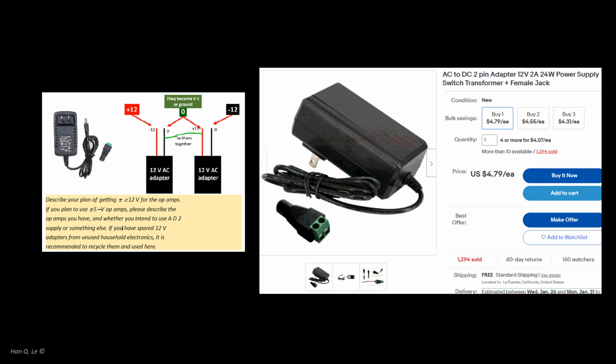If recycled from discarded electronics, the end-round connector can be cut, the wires can be split-stripped, and a marking scheme as shown can also help. Describe in the lab report your plan of how to power the op-amps in this lab and beyond.